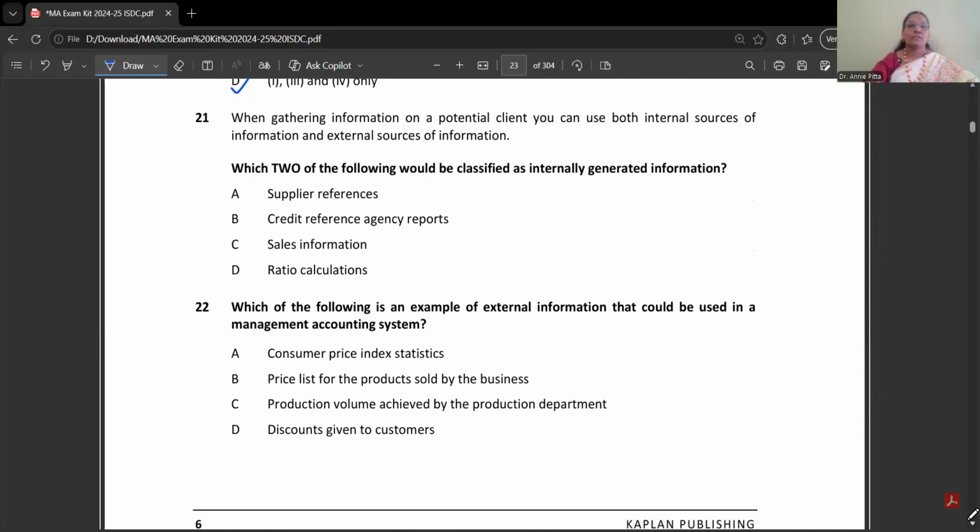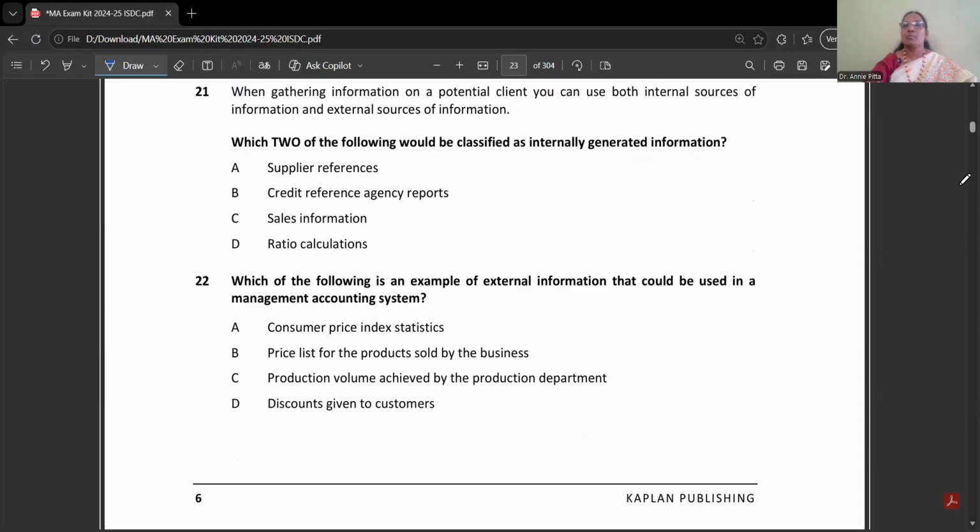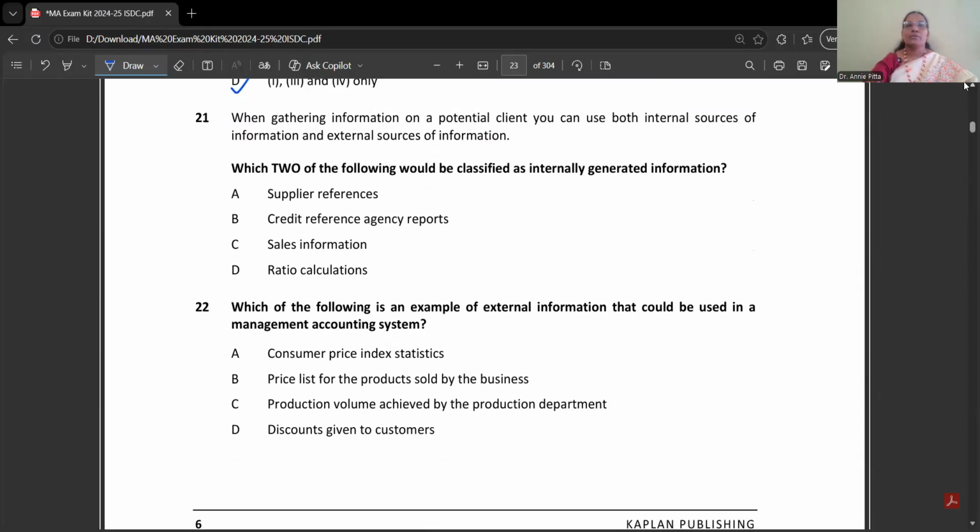Then we see the 21st question. When gathering information on a potential client, you can use both internal sources of information and external sources of information. Which two? Two have to be selected. Two of the following would be classified as internally generated information. So supplier is an external, a connected stakeholder. So supplier is the one who supplies material, the vendor who supplies material to the organization.